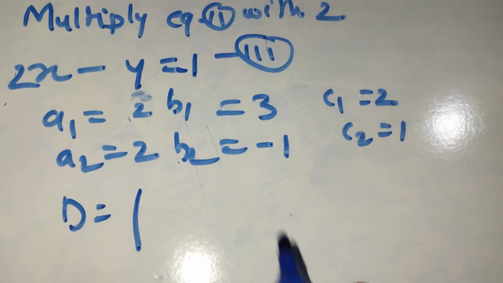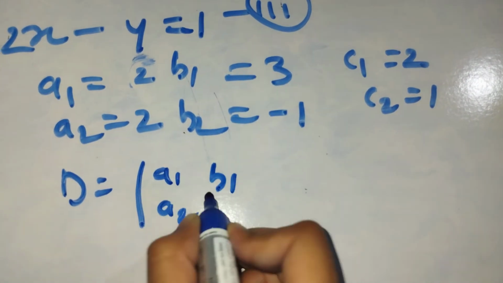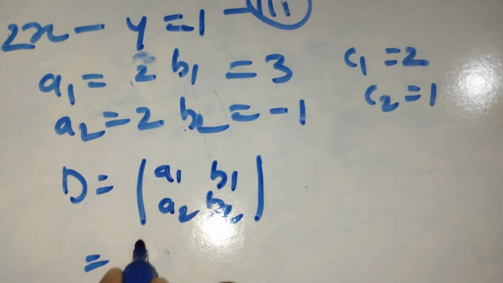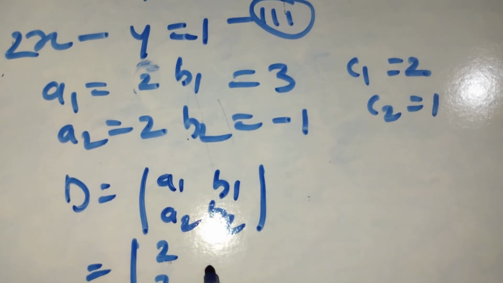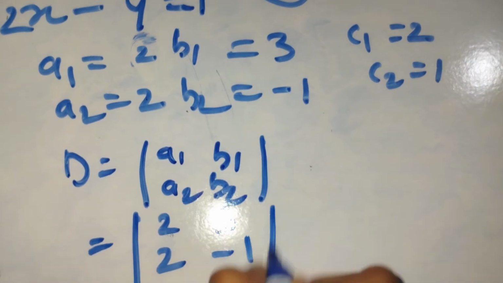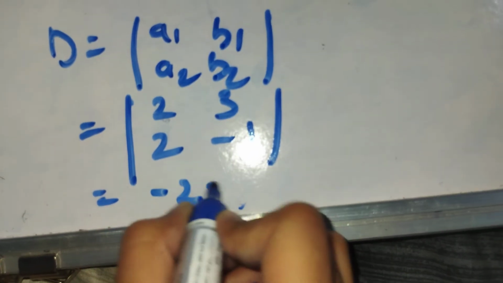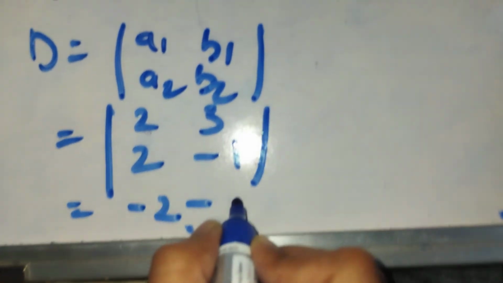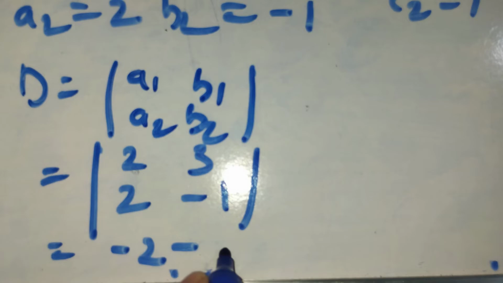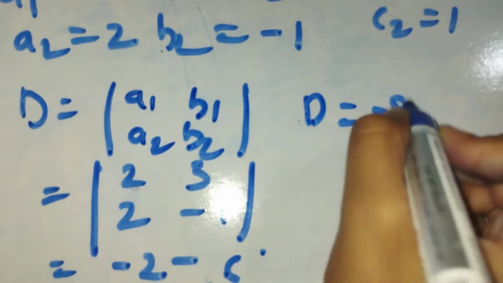That's it, nothing more. Okay, a1, a2, b1, b2. So a1 is 2, a2 is also 2, b1 is 3, b2 is -1, and after that you will get -2. Minus is the formula sign, and here 2 3s are 6. Okay, so D is -8.